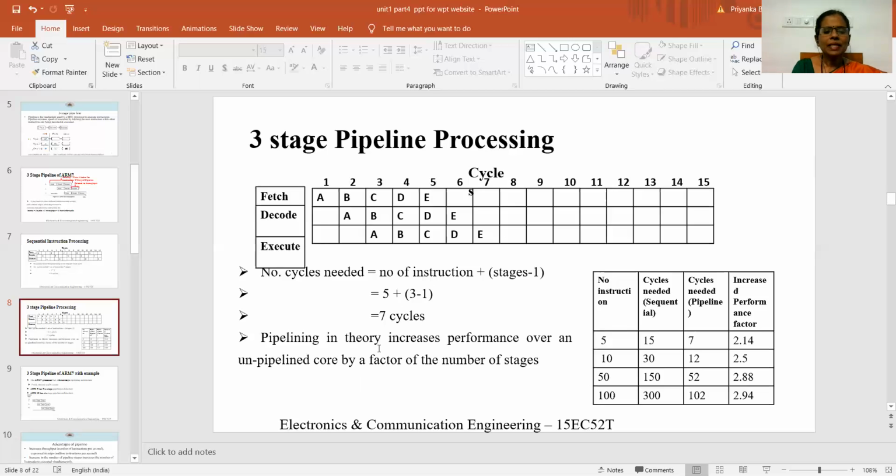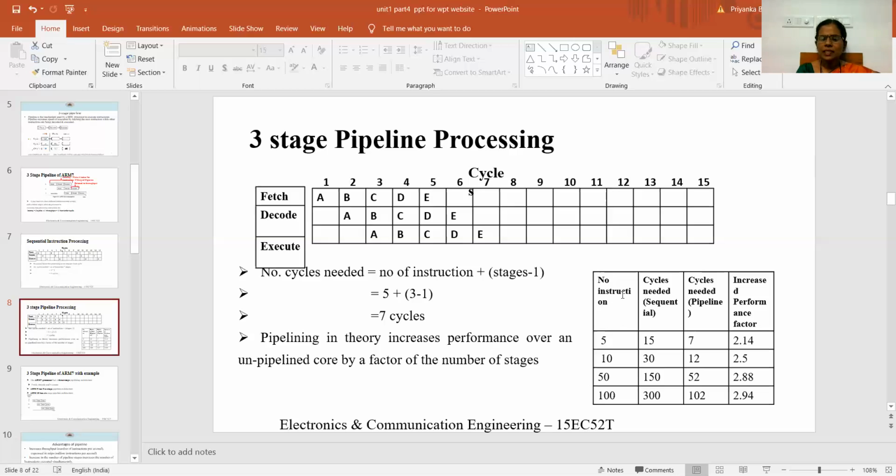So the pipelining in theory: by using this pipelining method, the performance is increased over an unpipelined core by a factor of the number of stages. See here, it is 7 here, there it is 15. How many times is it increased? 7 into 2, 14. So by the number of stages, the performance is increased.